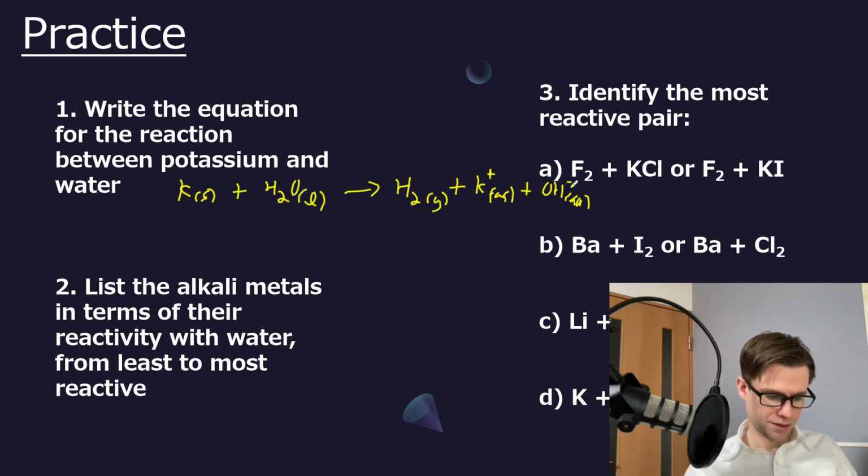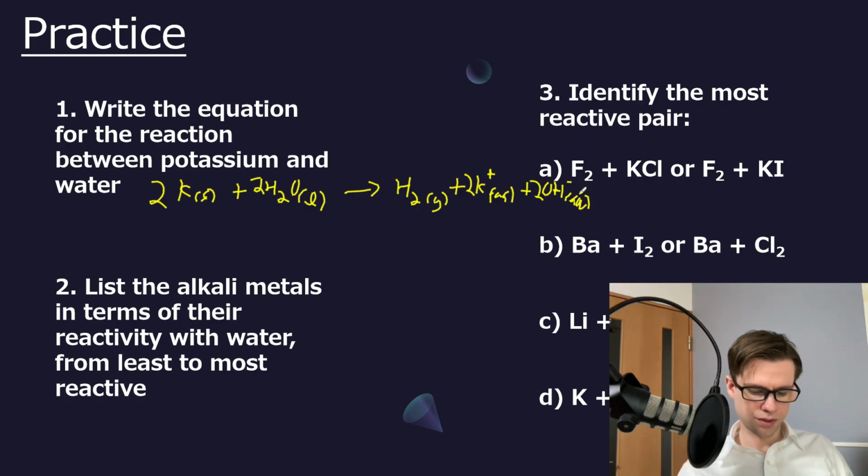Now we've got to balance this. So I think we'll have 2K, make 2K plus, 2H2O, 2OH minus. So we should have 2K on each side, yes. 4 hydrogen on each side, 2 and 2, yes. And 2 oxygen on each side, 2 and 2, yes. Okay, so that's what that looks like.